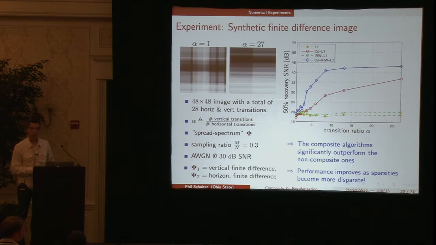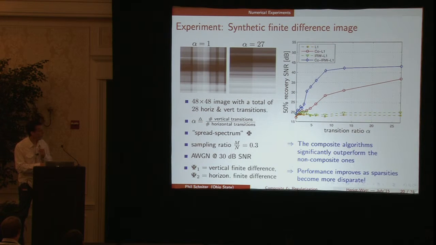Question? Yeah, they are separable. The way that we're modeling them is we're using two analysis operators. One is the vertical finite difference operator, and the other is horizontal. I forgot to say that, but that's a good point. So with both L1 and iteratively reweighted L1, the classic algorithms, we don't see any performance difference in terms of recovery as I vary alpha because the total sparsity is fixed. Both of those penalties are agnostic to how the sparsity is distributed across those two different operators.